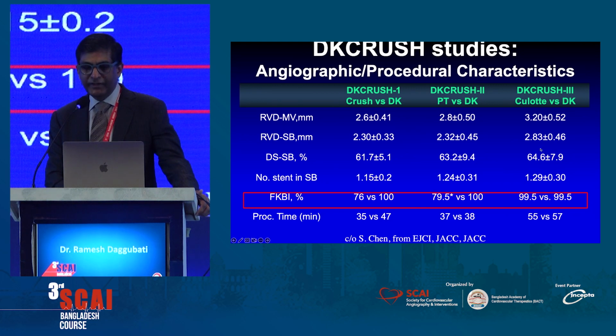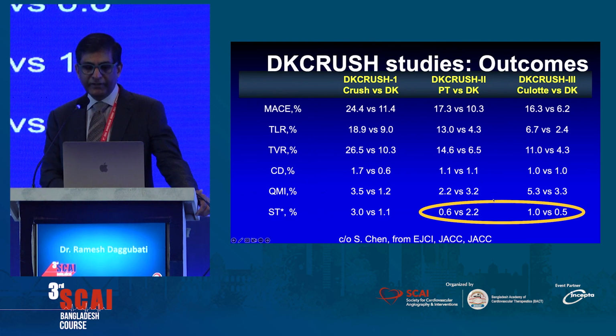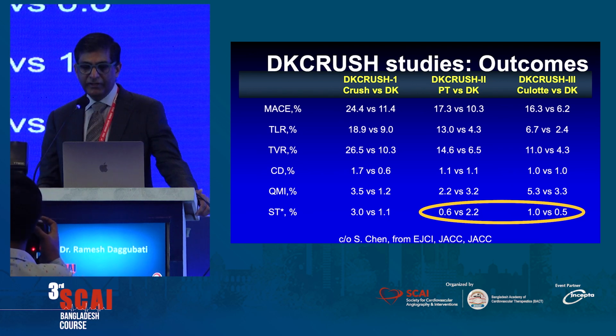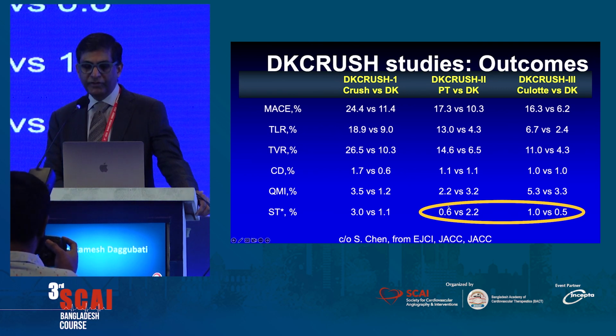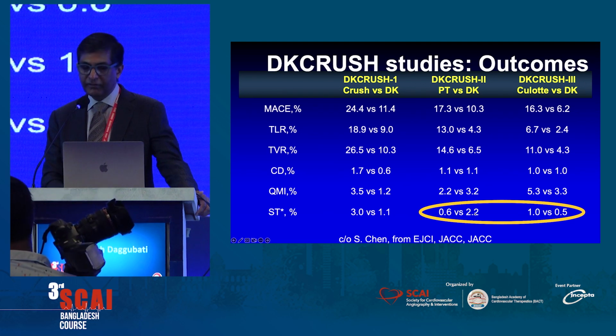In DK crush 3, final kissing balloon inflation was also performed 99.5% in both groups, culotte versus DK. But let's look at the outcomes. Stent thrombosis: on the right side is DK, and on the left side is the control arm. In DK crush 3, the incidence of stent thrombosis is 0.5% versus culotte at 1%. And in DK crush 2 versus provisional, obviously DK crush 2 was not good. It is 2.2% incidence of stent thrombosis.